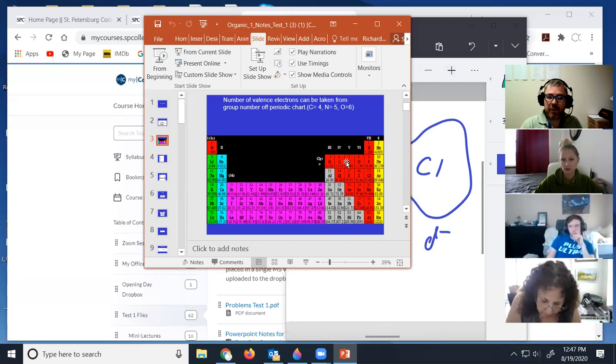Now, let's say you've got two non-metals, but they're different from each other. So let's say N and F. I know that's going to be polar covalent because it's close. Look how close they are. And then if you've got the same element, that's going to be covalent.